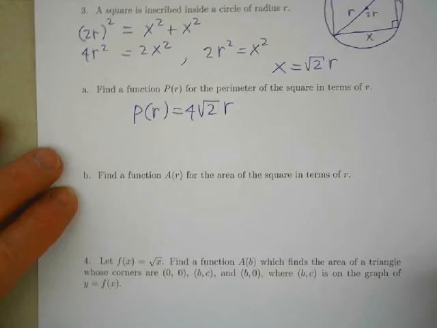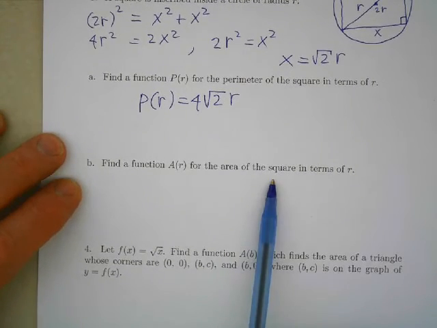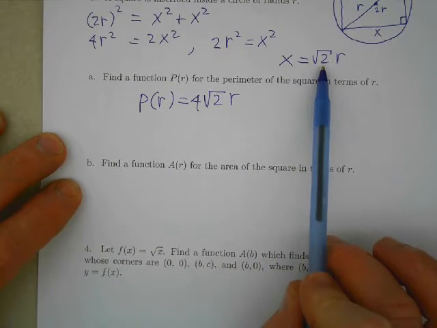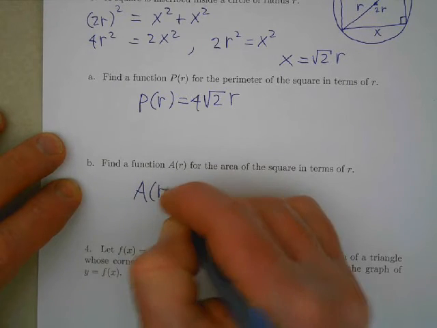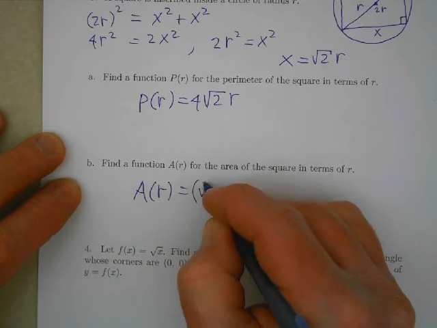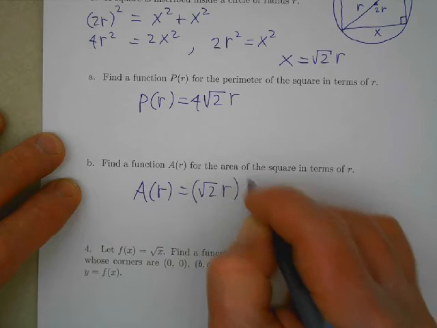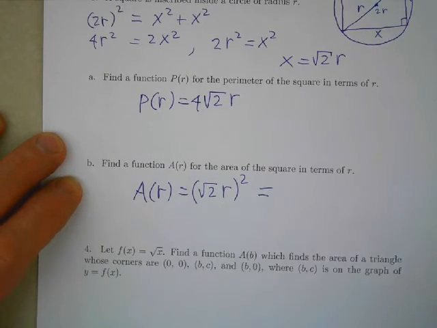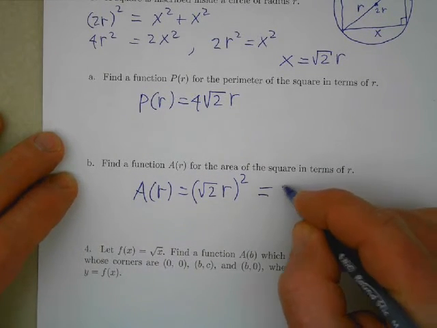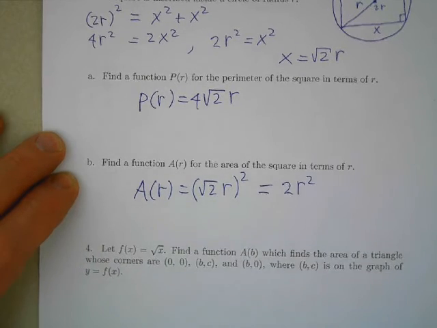Find the area of that square in terms of r. Well, if each side is the square root of 2 times r, then the area is just one side squared. So when we square the square root of 2r, we can simplify this a little bit easily enough, and this becomes 2r to the second.